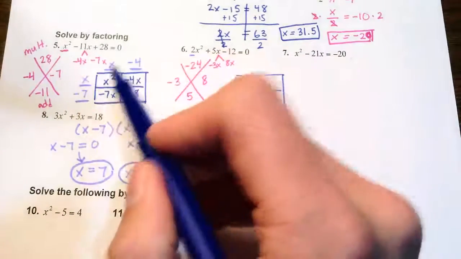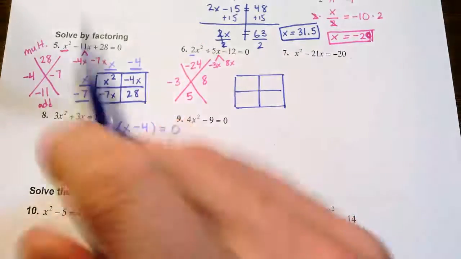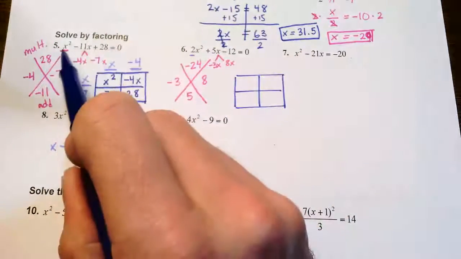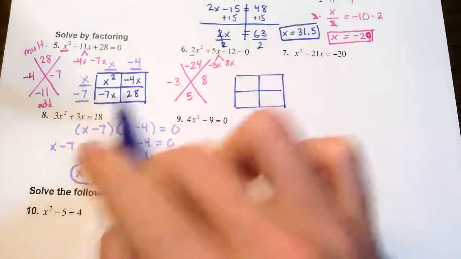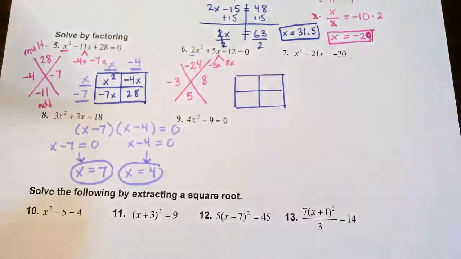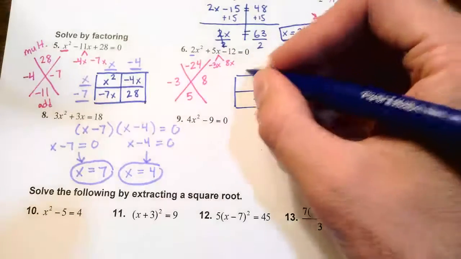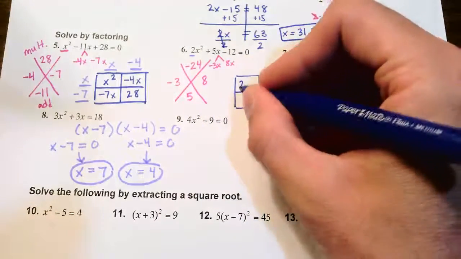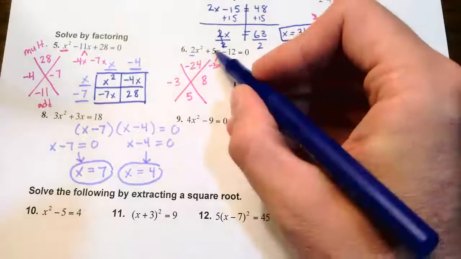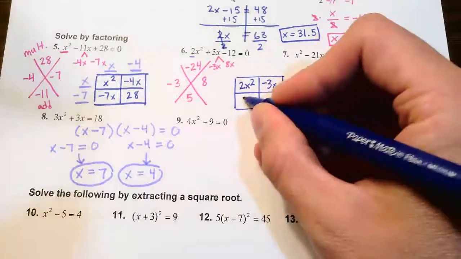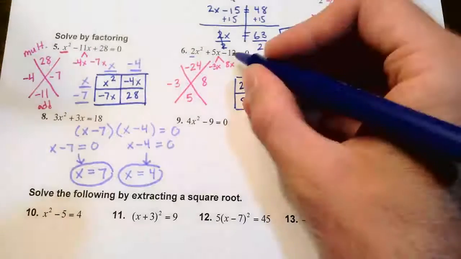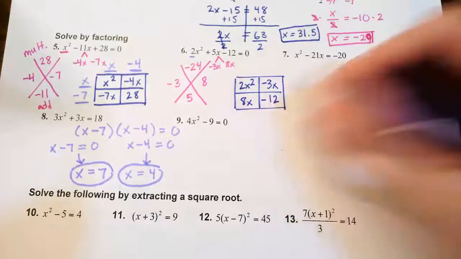You might know a shorter way for doing number 5. Feel free totally to do that. Whenever you don't have a coefficient, you can actually go a lot shorter than I did. You don't necessarily need to do this box, but on these ones, it might be necessary. All right, filling that out, we have 2x squared. And then these two terms, so negative 3x and 8x and minus 12, negative 12.